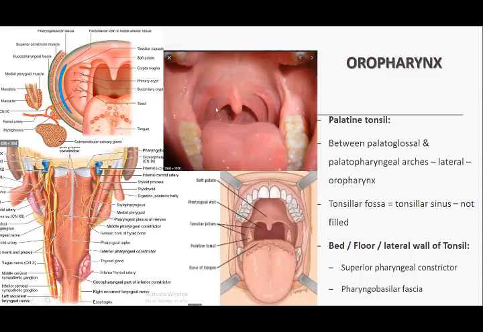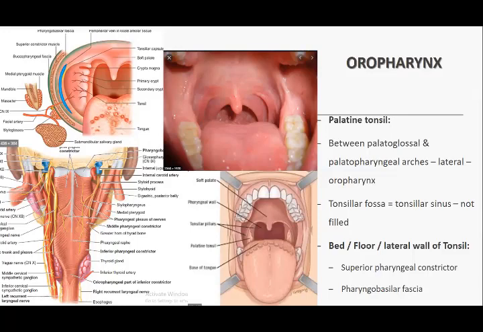This posterior fold extends from the palate to the pharynx posteriorly. The pharynx is lying posteriorly, so we call it the palatopharyngeal fold. The tongue is anteriorly, so it is called the palatoglossal fold.